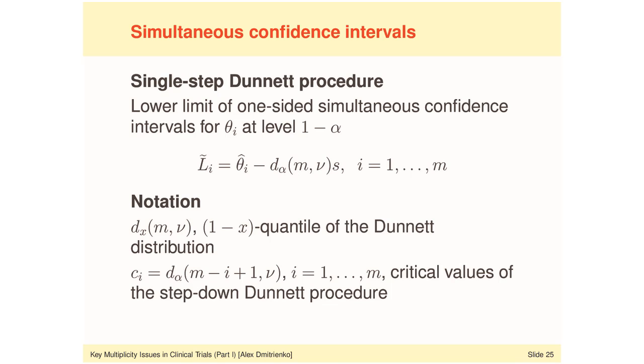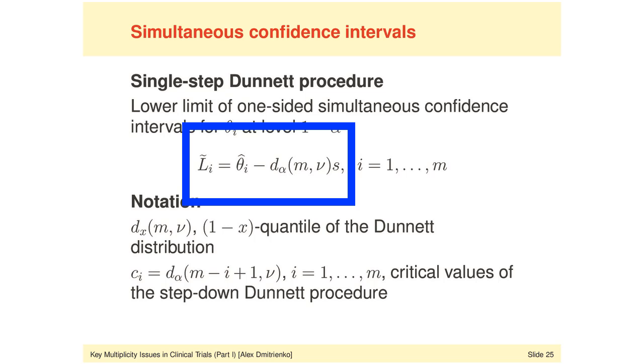Beginning with the basic single-step case, the lower limit of one-sided simultaneous confidence intervals for theta i, which is the mean treatment difference for the ith dose, is very similar to the lower limit of the univariate confidence interval. The only difference here is that, just like in the Bonferroni case, we're going to replace the quantile of the standard normal distribution. It used to be z alpha, and now it's replaced by d alpha. And d here is the quantile of the Dunnett distribution. It's much more relevant in the context of parametric adjustment procedures than the standard normal distribution. And this is how the Dunnett multiplicity adjustment enters the picture, and this causes the confidence interval to become wider.